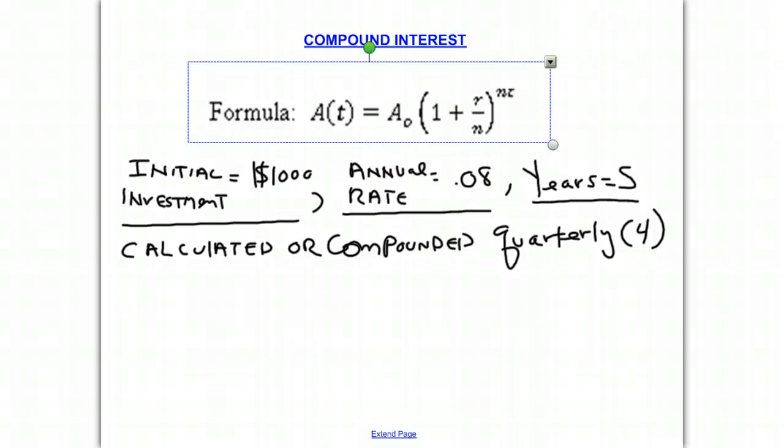Okay, so now we're going to do a problem, and we're going to have you do a problem at the same time. So our problem, we're going to have an initial investment of $1,000, an annual rate of 8%. We're going to compound this for 5 years, and we're going to do it quarterly, or 4 times a year.